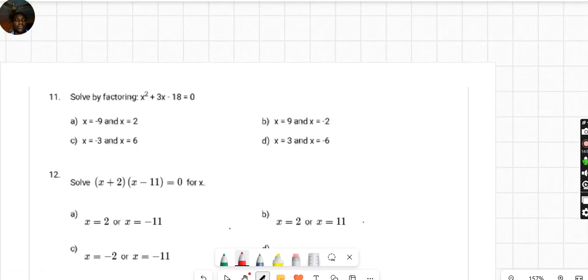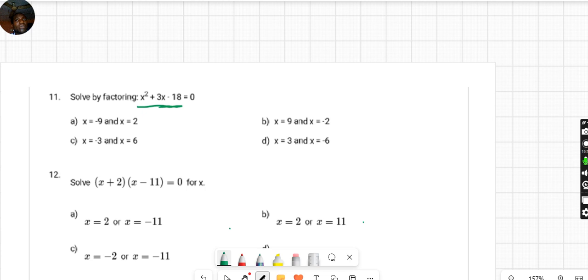Okay, look at the question. Question 11. Forget the number. Solve by factorizing. Look at the question that we're talking about now. That's the question we're talking about now. Solve by factoring x squared plus 3x minus 18 equal to 0.